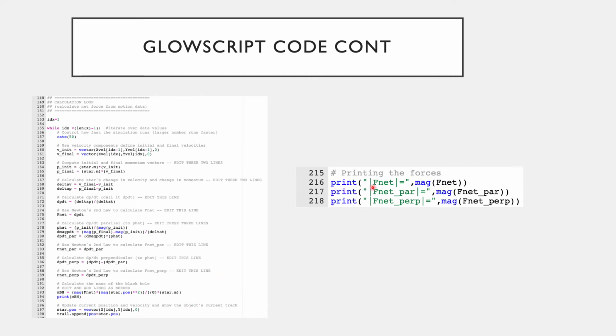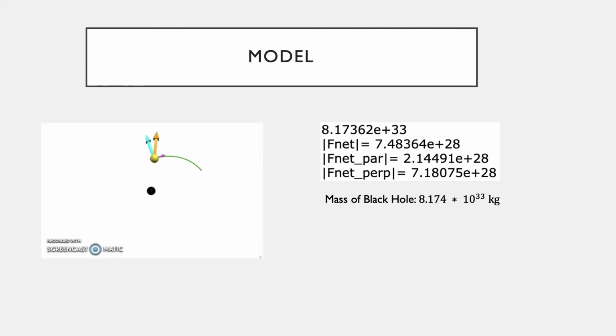You can see the code on the right, which prints out the net force, the parallel component of the net force, and the perpendicular component of the net force. So here's my model for the trajectory of the star around the black hole. The parallel component of the net force is shown in purple, the perpendicular component is shown in blue, and the overall net force is shown in orange. On the right, you can see that the code printed out the mass of the black hole, the overall net force, the parallel component, and the perpendicular component. The mass of the black hole is calculated to be 8.174 times 10 to the 33rd kilograms.